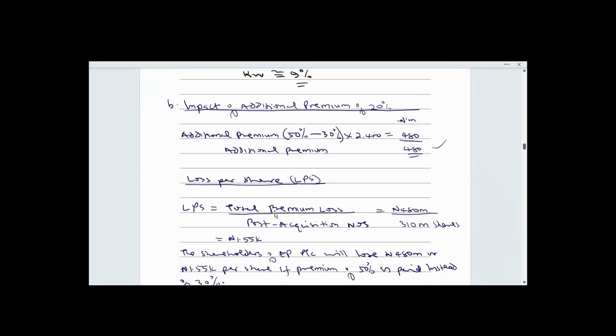And that's why we said, okay, in determining the premium loss per share, then you need to determine the post-acquisition number of shares. That is, to get the loss per share, the total premium loss of 480 million naira divided by the post-acquisition number of shares. So for you to get your post-acquisition number of shares, you need to determine what is the number of shares of EP. Then how many shares is EP acquiring in BO? According to the question, we are told that EP will acquire half of BO shares, and BO shares is 200 million shares. Therefore, 50% of BO shares, that's 100 million shares.